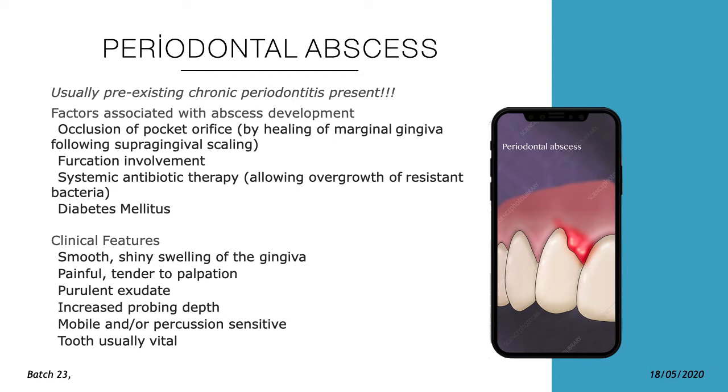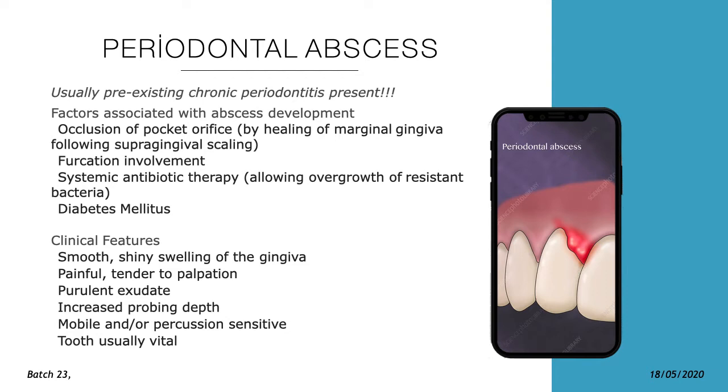Or in the case of a patient on systemic antibiotic therapy, which results in resistant bacteria growing inside the oral cavity. Or patients with diabetes mellitus. Periodontal disease is considered the sixth complication of diabetes mellitus, and periodontal disease is also a risk factor for diabetes mellitus. So diabetes mellitus patients will often have multiple periodontal abscesses.